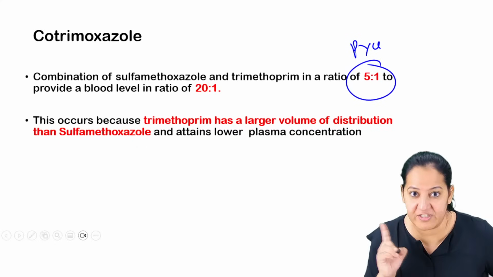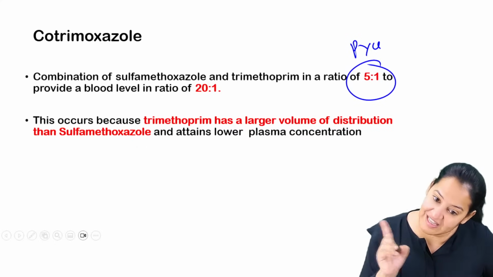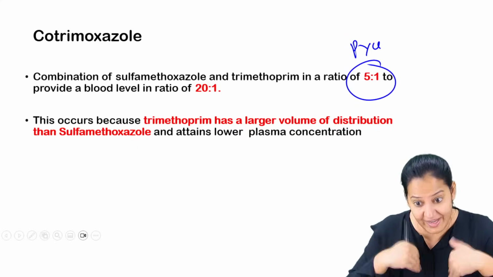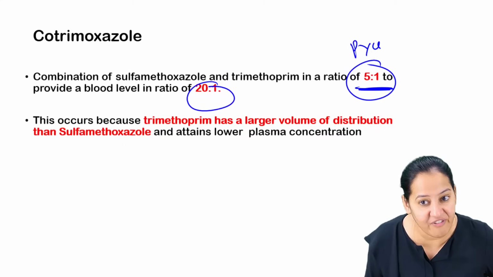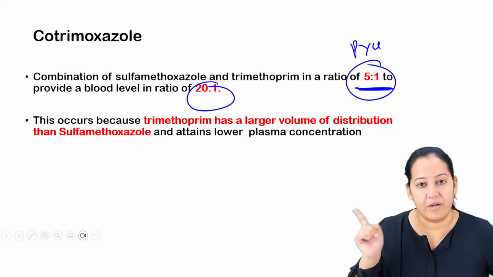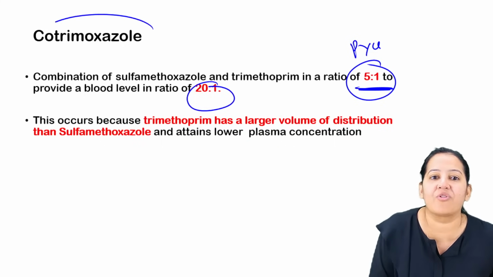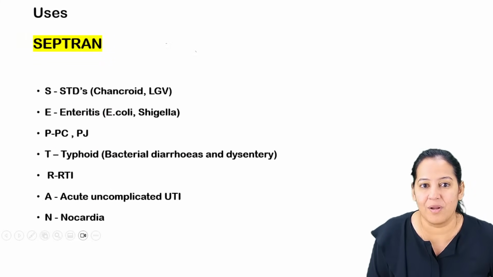They are always given 5:1. What is 5 and what is 1? 5 is sulfonamide and 1 is trimethoprim. After going in the body, once they get absorbed, they will become 20:1. So in the tablet, they are 5:1, and after getting absorbed, it's 20:1. And the combination is known as cotrimoxazole, है ना?